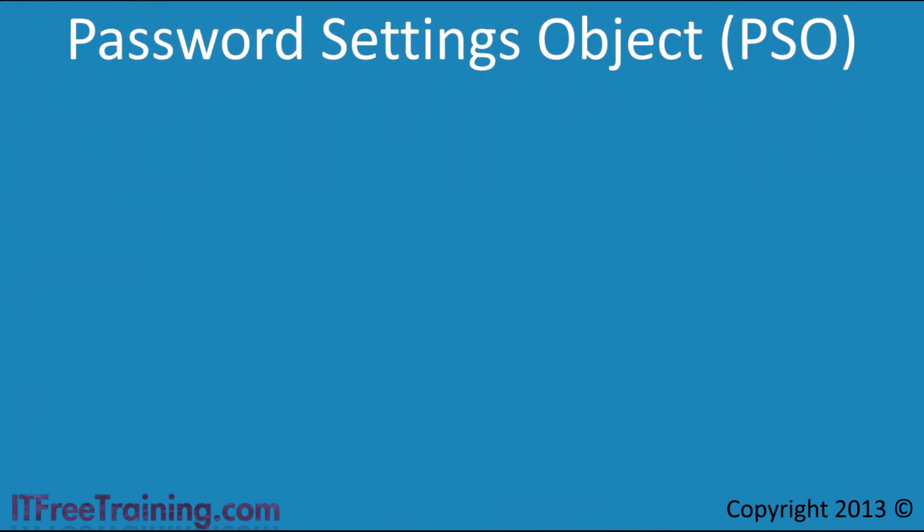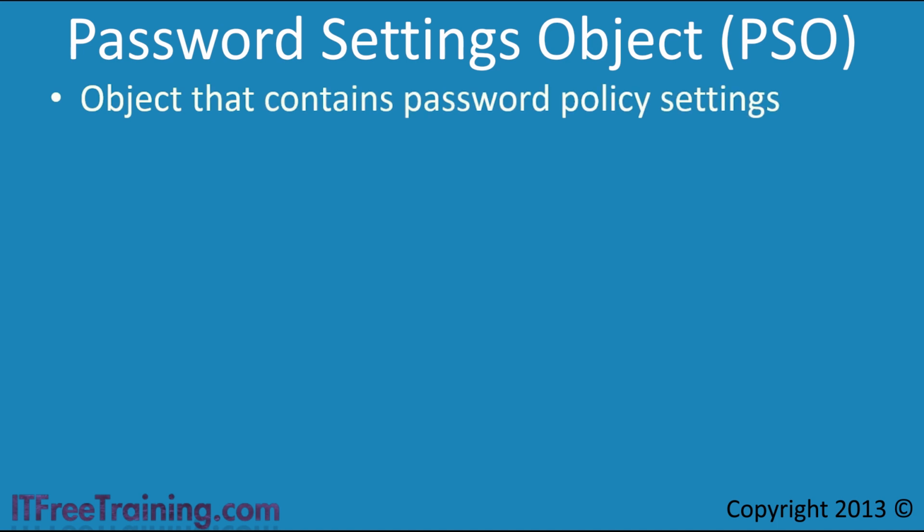In order for Active Directory to apply different password policies to different users in the domain, it uses a password settings object, or PSO. It is not applied using group policy, as you may have expected it to be. A PSO is simply an object that contains password policy settings. It contains the same account and lockout settings that you could configure using the default domain policy. Since a PSO is not applied using group policy, it cannot be applied directly to an OU. Instead, a PSO is applied to users and groups directly.